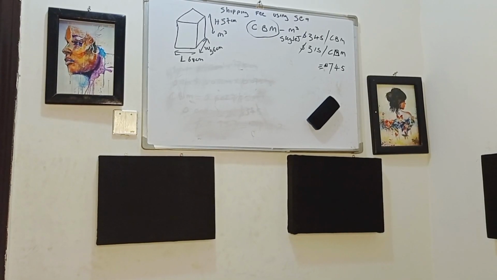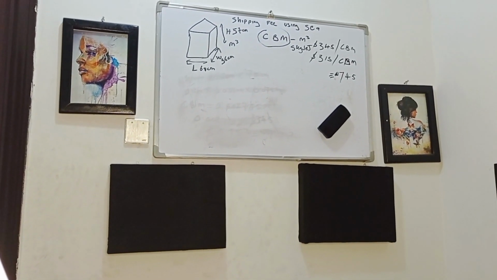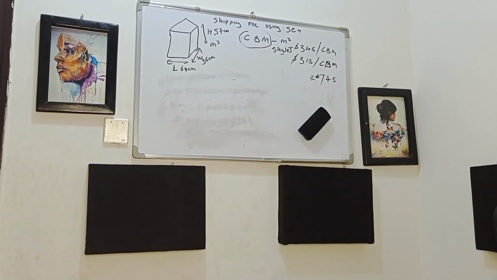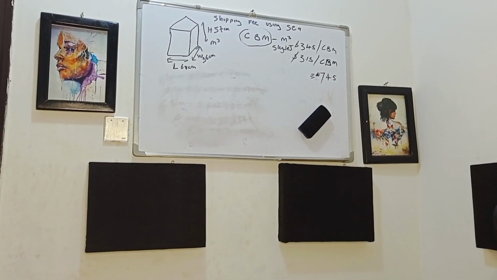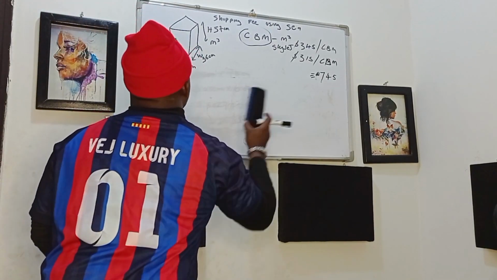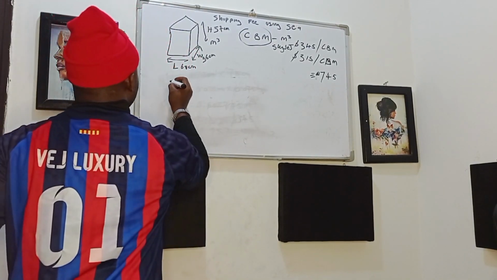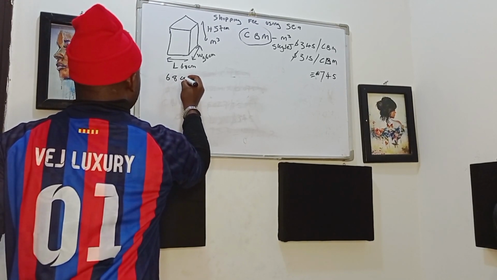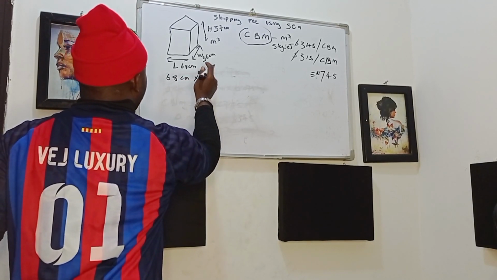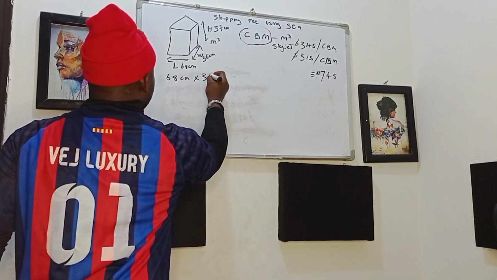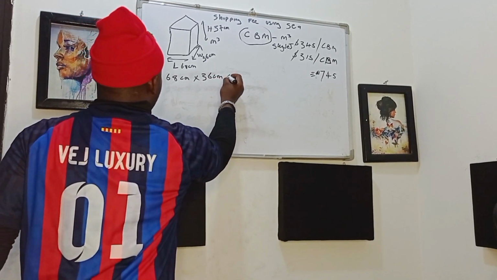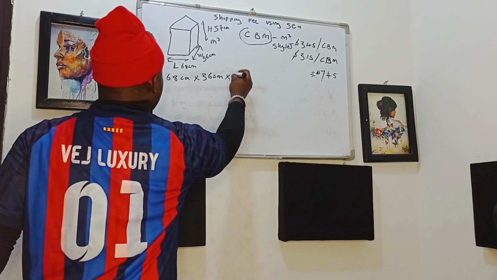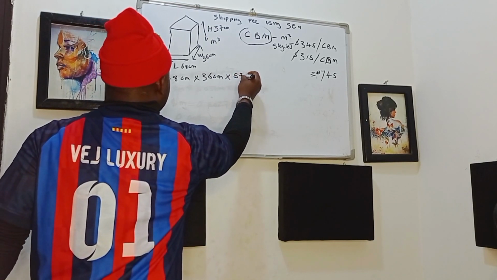So we say the length of this item here is what? 68 cm. So we go back to the formula. The length is 68 cm. 68 cm multiplied by the width 36 cm multiplied by the height 57 cm.